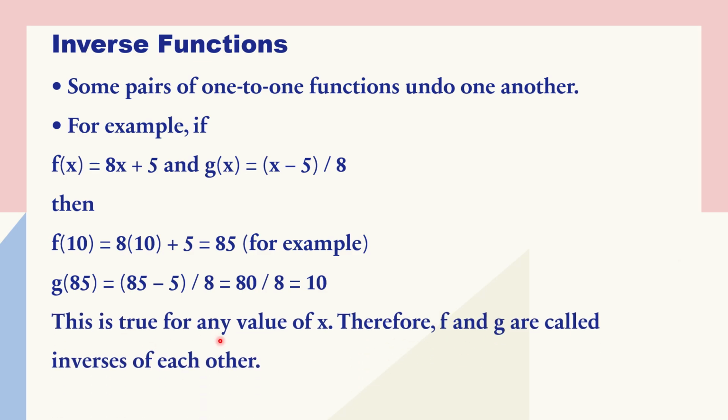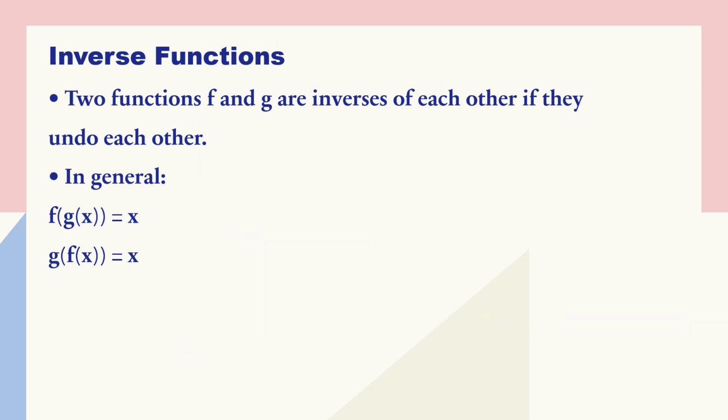This is true for any value of x. If you take any value of x, the same thing will happen. Therefore, f and g are called inverse of each other. Now, in more general way, what we can say, f of g of x is equals to x and g of f of x is equals to x if the functions are inverse of one another.